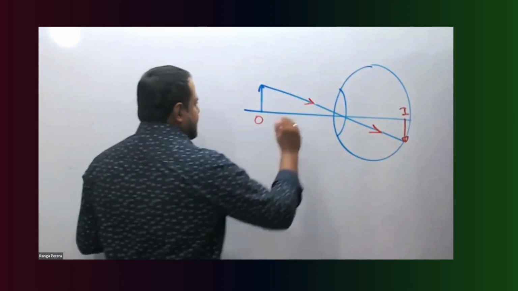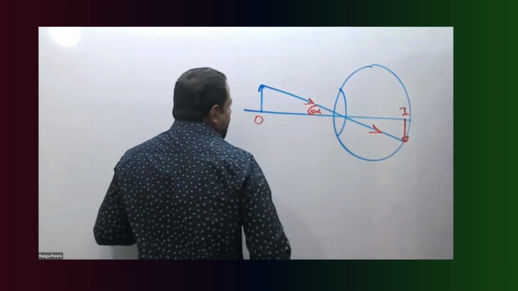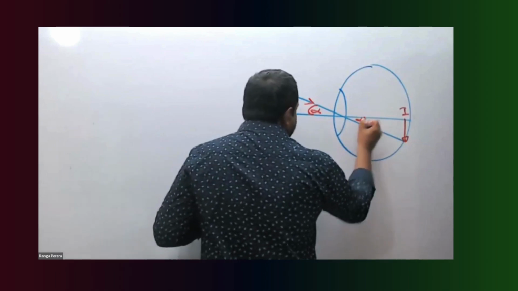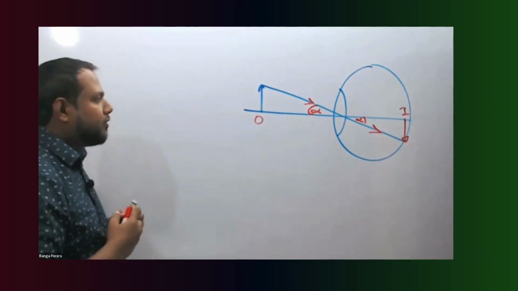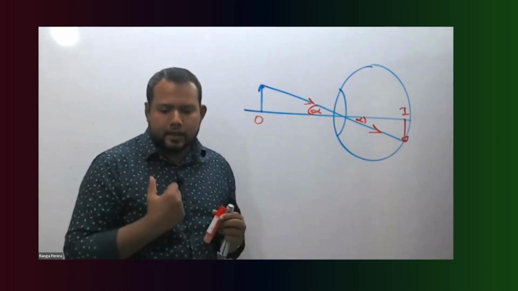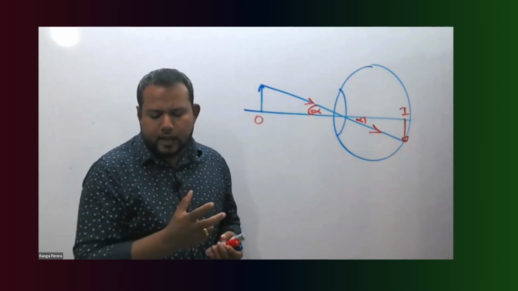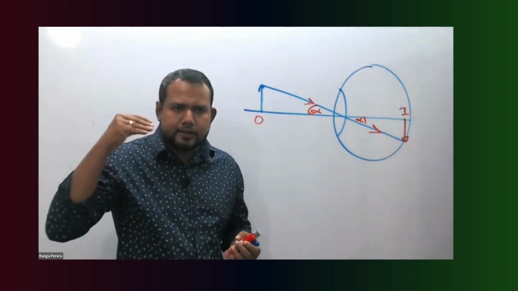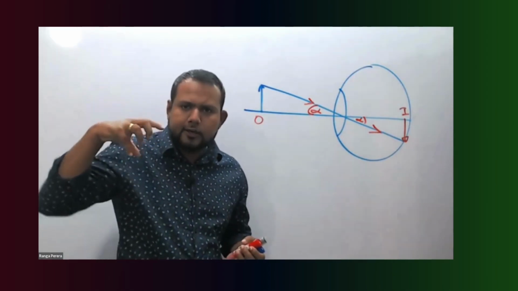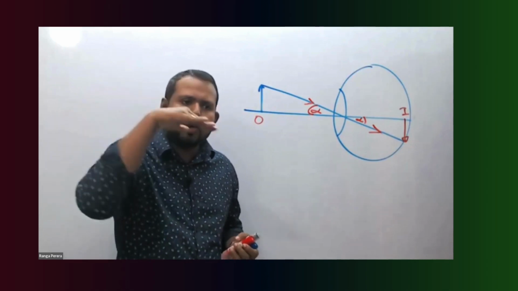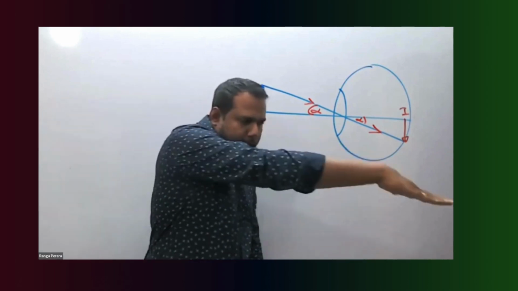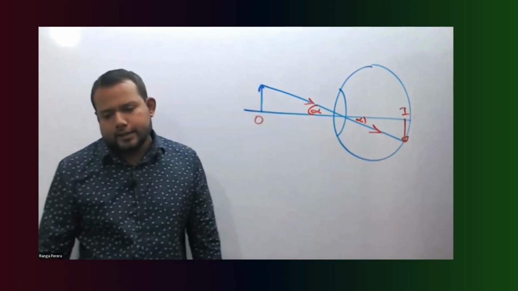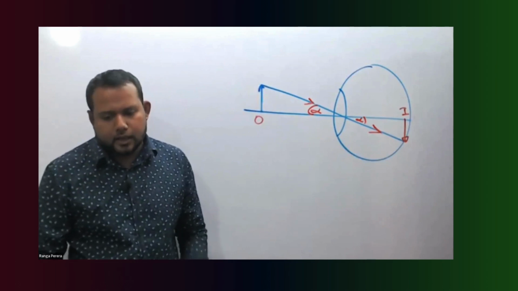Let's say this is alpha. This angle is alpha. If that is alpha, this must be alpha. So alpha is called the visual angle. Then what is the visual angle? Visual angle is the angle projected by the object onto your eye lens. That is what we call the visual angle.